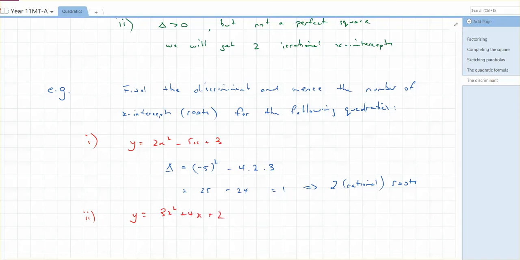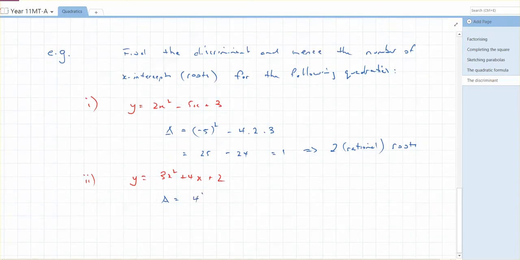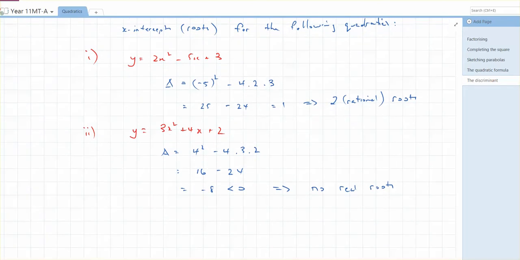Example 2, y equals 3x squared plus 4x plus 2. So the discriminant again is equal to b squared, that's 4 squared minus 4 times 3 times 2. Now that's equal to 16 minus 24. Hold on a second, that's equal to minus 8. That's less than 0. That means that I have no real roots, no solutions, no x-intercepts. There are 0 x-intercepts. So there's some different ways of saying that, but essentially when the discriminant is less than 0, we don't have any solutions.